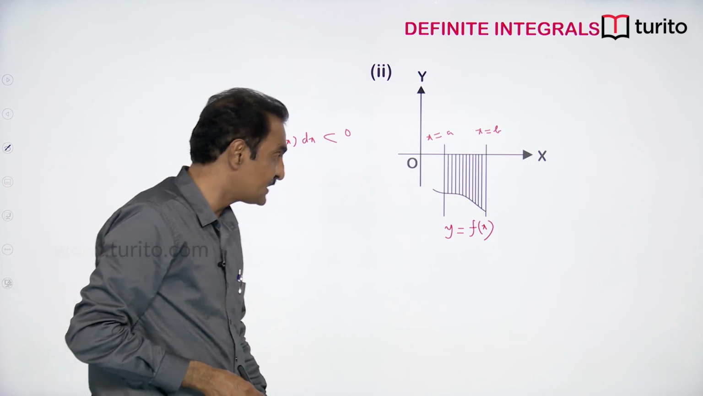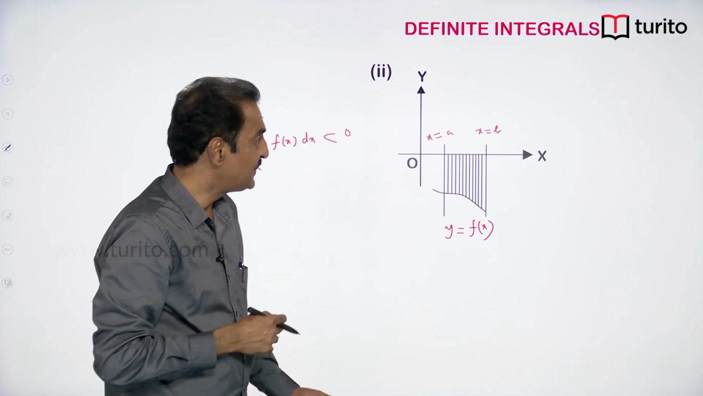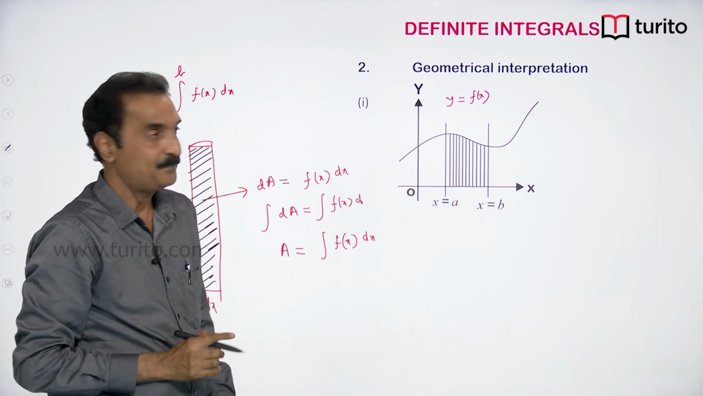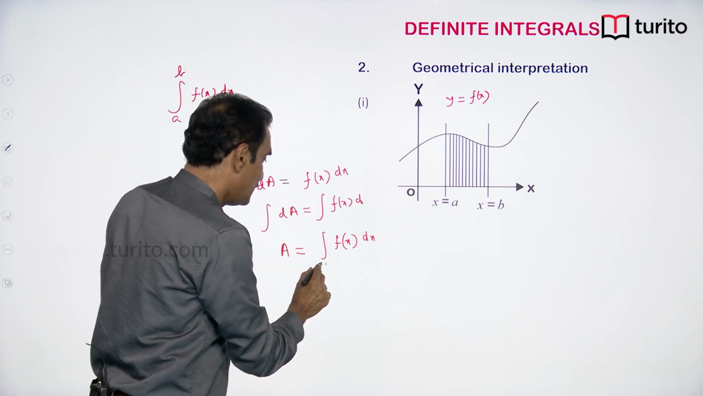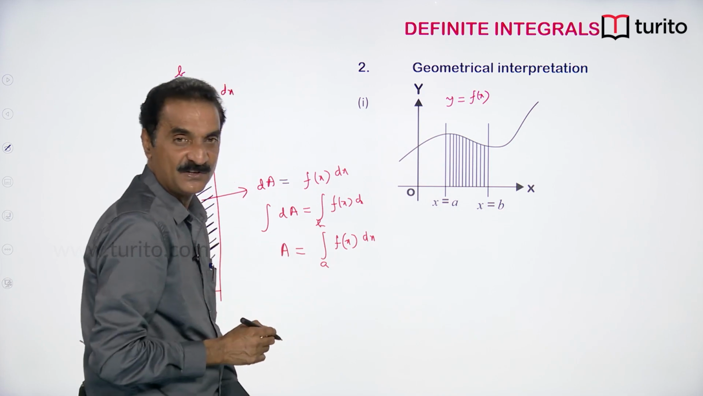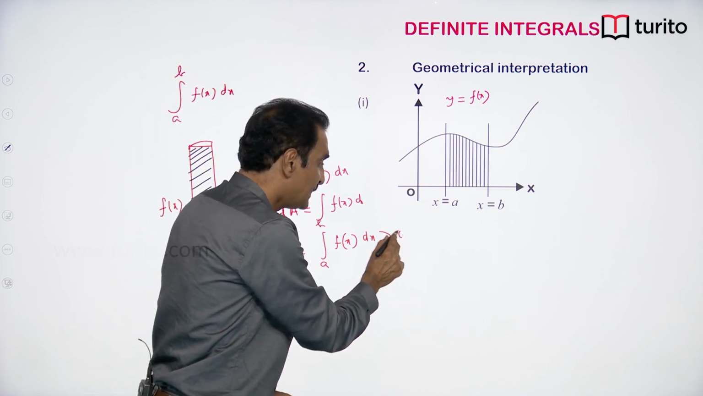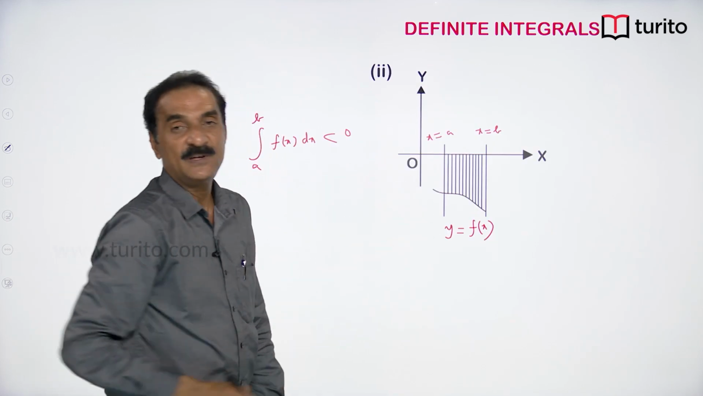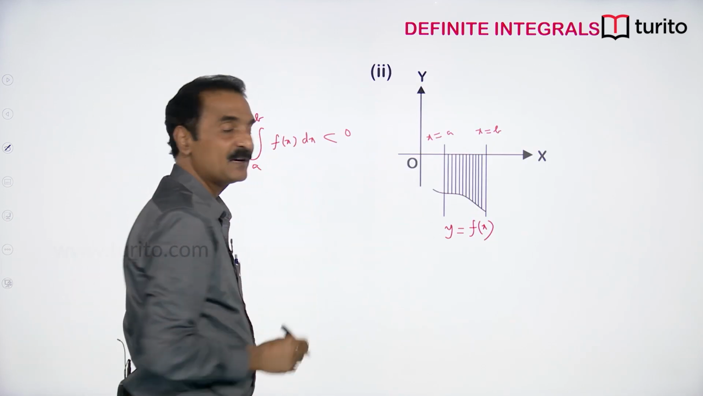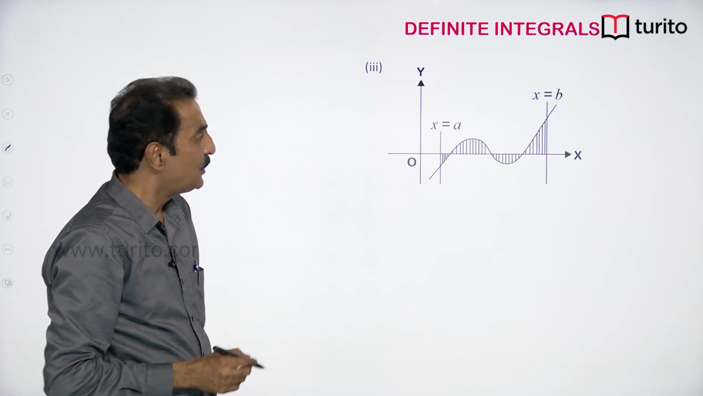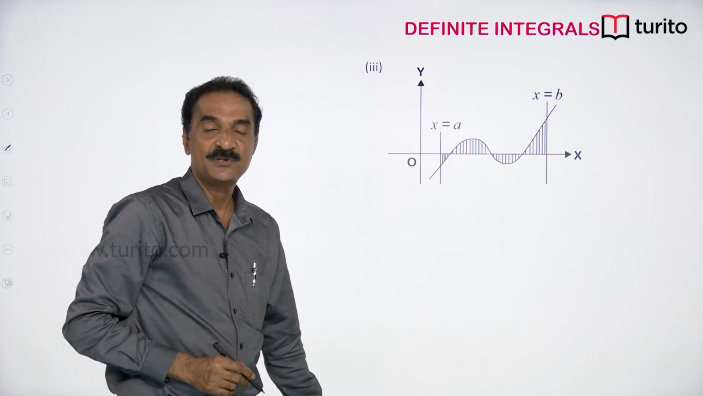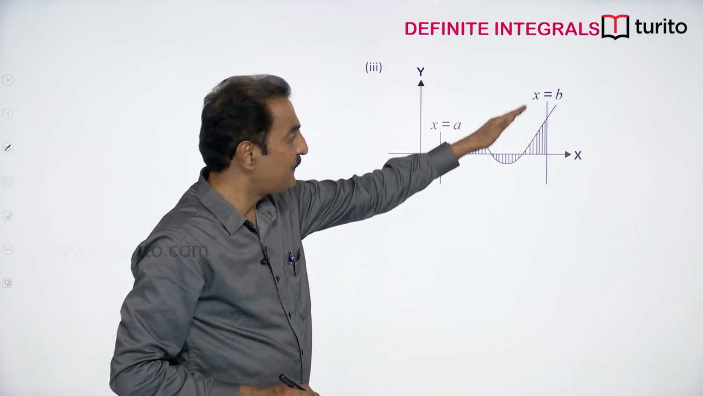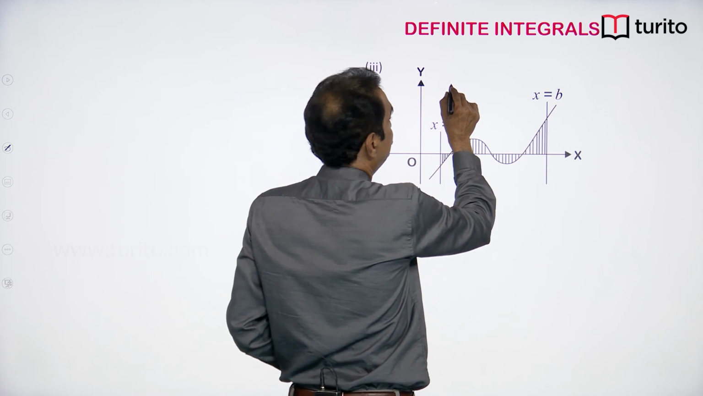Now let us take another situation. In the first situation we have seen that when the curve is above the x axis the definite integral is positive. This is integral a to b f of x dx, it is positive. In the next situation, since the curve is below the x axis this definite integral is negative. Now take the third situation. In this case this is the graph of y is equal to f of x.